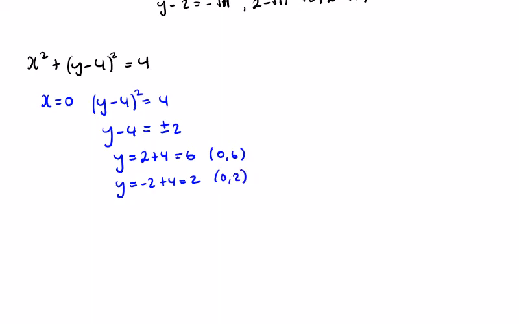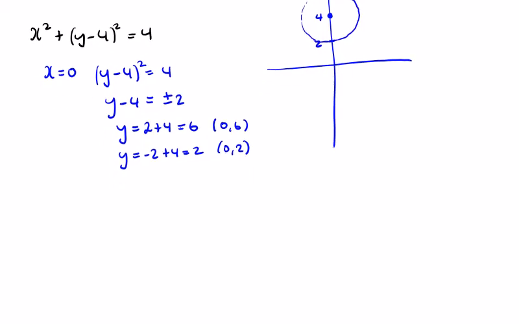Now let's do a quick sketch of this circle. We have the center at 0, 4, and we have a radius of 2. So you can see that the radius is going to make it go through the point 2 and the point 6. Now, is it going to go through the x-axis? Doesn't look like it based on our sketch. So let's see the maths behind that.